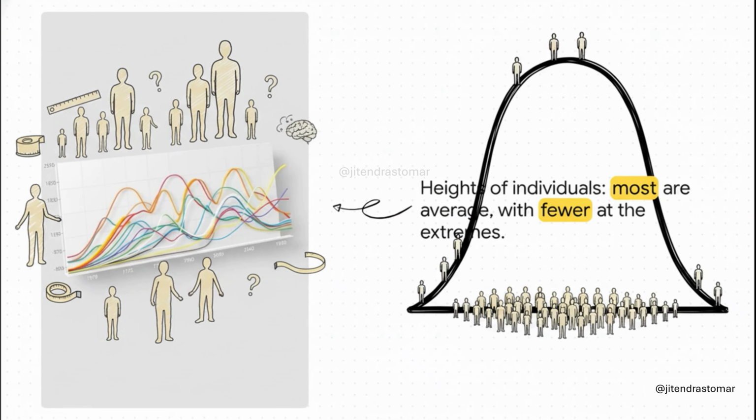And this is the perfect way to picture it. If you go out and measure the heights of thousands of people, or you look at their IQ scores, you're going to get this exact shape. Most folks will cluster right around the average, and you'll have very few people who are either extremely short or extremely tall. It's a natural pattern.